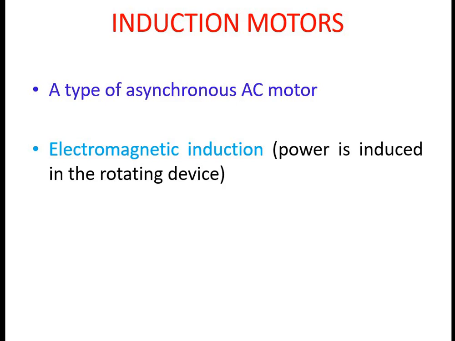In a transformer, we supply the primary coil, and by means of mutual inductance we get an EMF induced in the secondary coil. Likewise, in induction motors we supply only the stator winding, and by means of electromagnetic induction an EMF is induced in the rotor. By means of this induced EMF we get the power for its rotation. Hence we also call induction motors, that is, asynchronous motors, a rotating transformer.